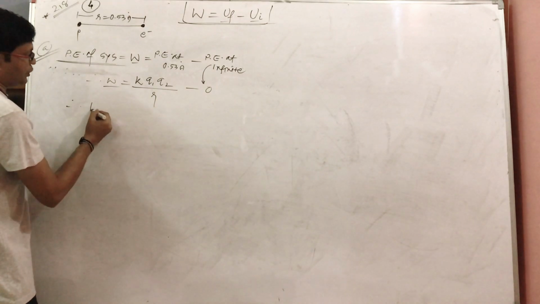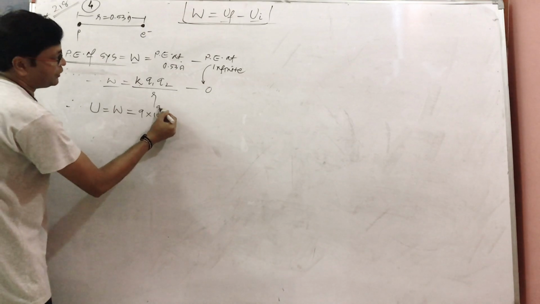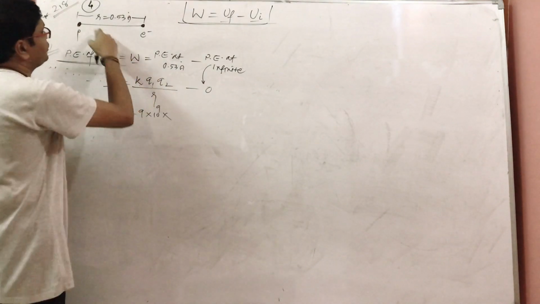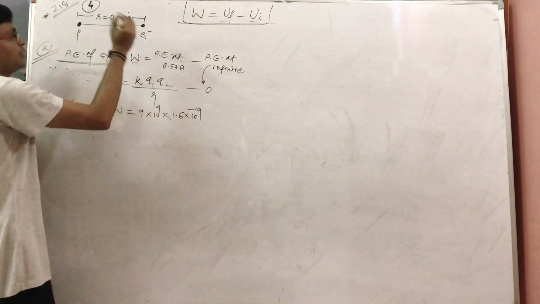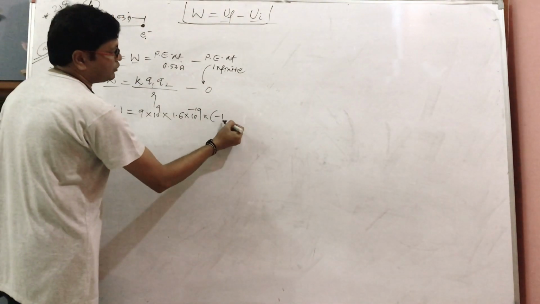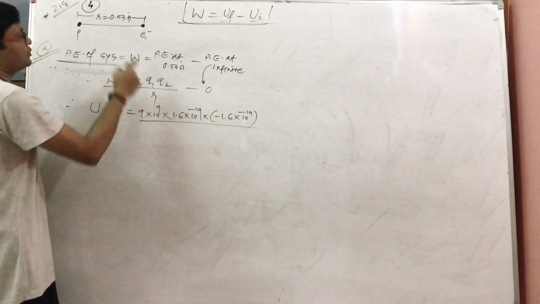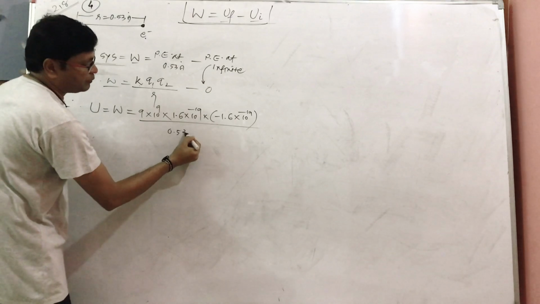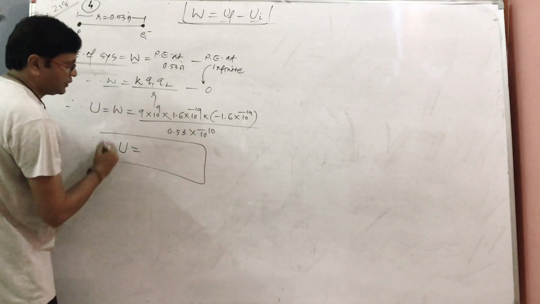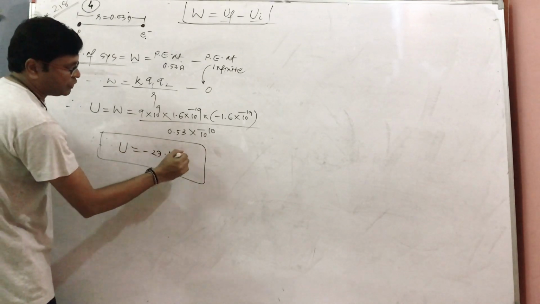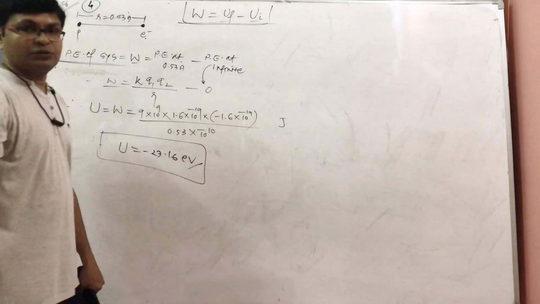So work done, that means potential energy of system, is equal to W is equal to K, already 9 into 10 raised to 9. Charge Q1 is the charge of proton, it is 1.6 into 10 raised to minus 19. Then charge of electron, obviously it is minus 1.6 into 10 raised to minus 19, upon R is the separation, it is 0.53 angstrom, 10 raised to minus 10. So what is the answer? It is minus 27.16. Sorry, this is in the form of joule.